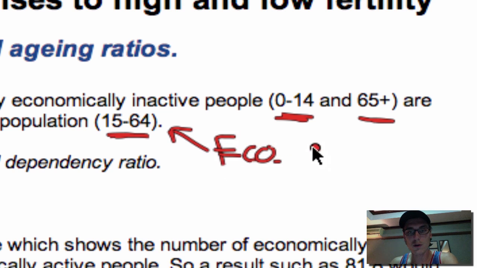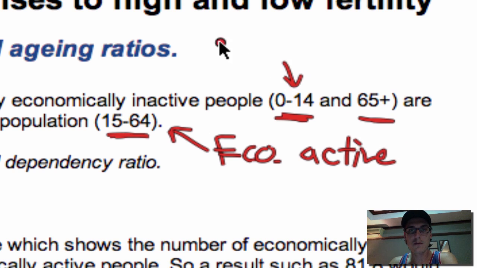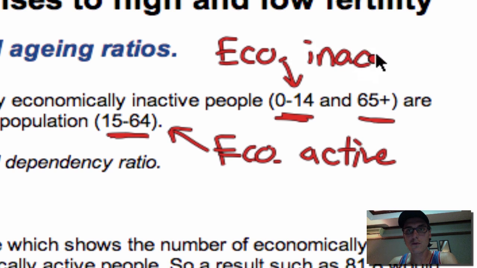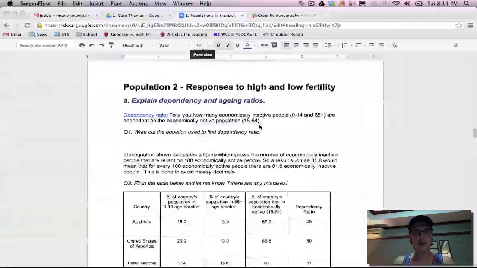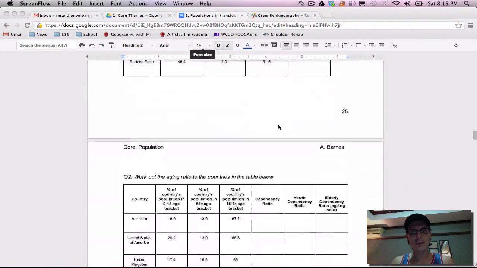These are people who work, economically active, okay? And these are economically inactive, people who don't typically work, okay, who are dependent. These people here, 0 to 14 and 65 and up, are dependent on the people who are 15 to 64 to provide for them economically, okay? So that's dependency ratio. Now, why do we need to know dependency ratio?